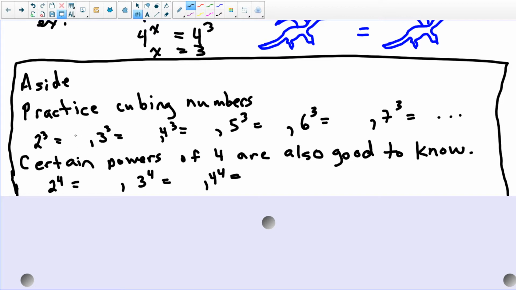Just to fill in the note here and get you to see it, 2 to the 3 is 8, 3 to the 3 is 27. Please correct me if I make any mistakes here. 4 to the 3 is 64. 5 to the 3 is 125. Now 6 to the 3, how quickly could you calculate that in your head?